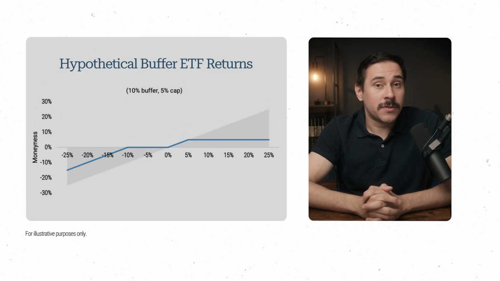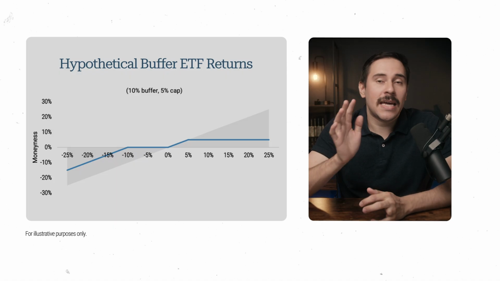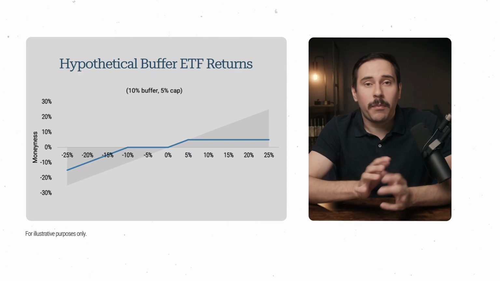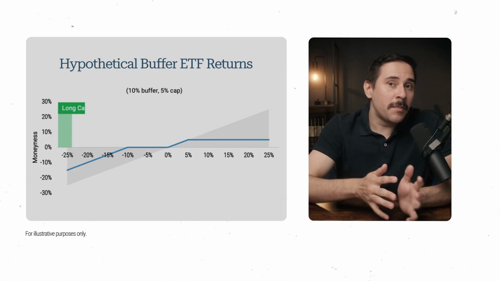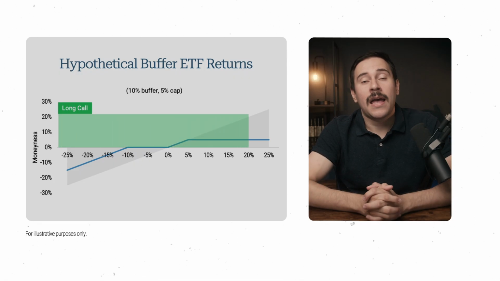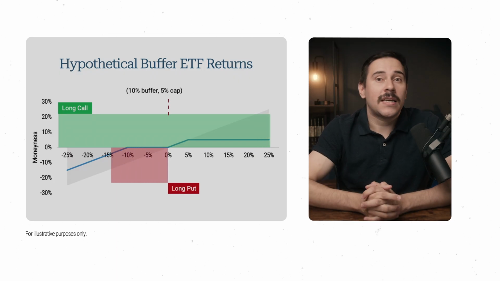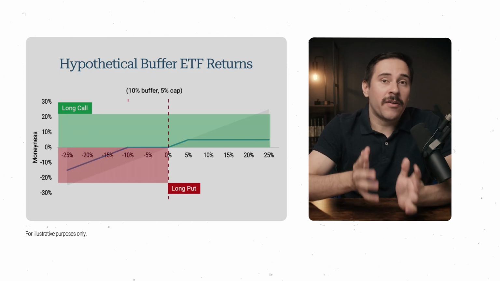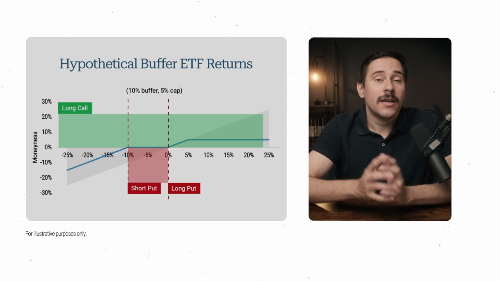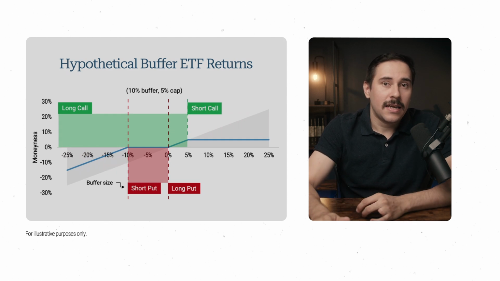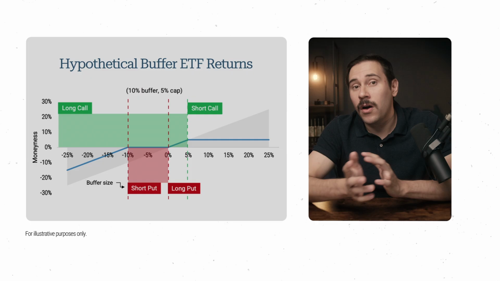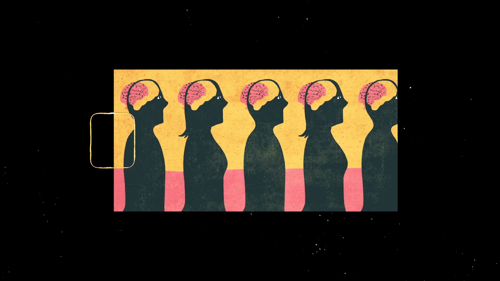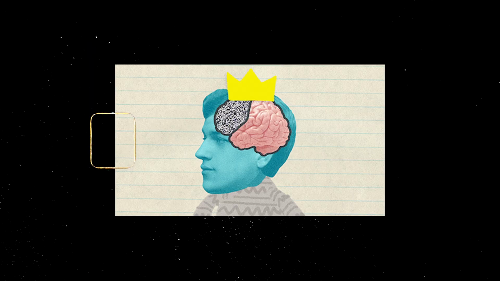So here we have the general structure of buffer ETFs. In this scenario, we're looking at a hypothetical 10% buffer, 5% cap buffer ETF. Remember, to build this buffer, we're going to buy a deep in-the-money call to gain equity-like exposure, buy an at-the-money put to seek some level of protection, sell an out-of-the-money put, and an out-of-the-money call to monetize these positions. The strike price for the short put would dictate the buffer size, while the strike price for the call would determine the cap. If you're like most people, you probably find this structuring really complex.